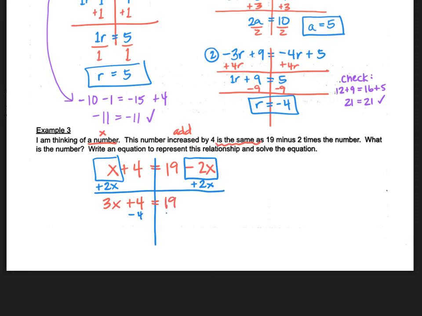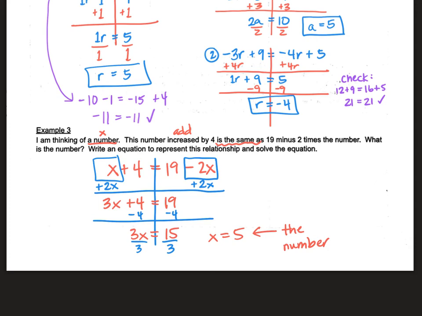Let's subtract 4 on both sides, so minus 4 and minus 4. That's to make a 0 with that plus 4. We have just 3x left over on the left and 15 left over on the right. And the last thing is to make our 1 by dividing by 3, which means x is going to equal 5. So this is the number that I was thinking about.